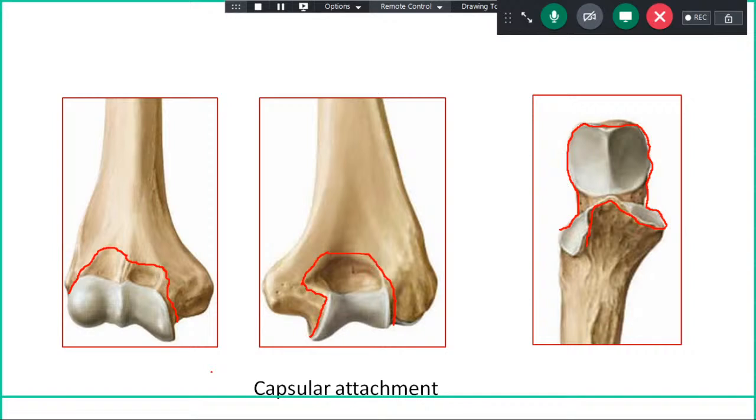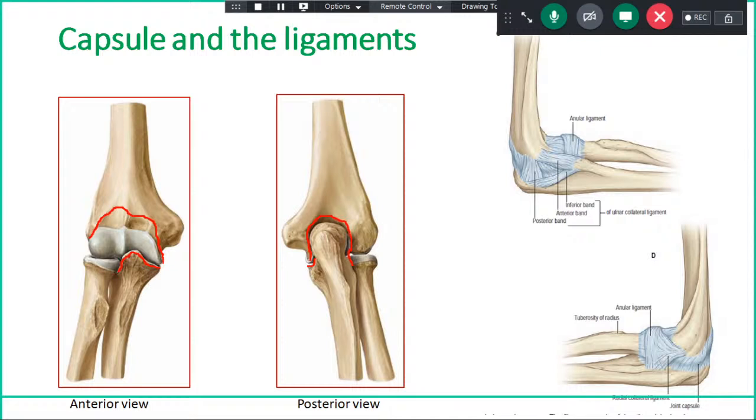Okay. So in this lecture, you should know about the joint: what is the type of joint, the classification, the attachment of the capsule, what are the ligaments which strengthen this capsule, and what are the important relations of this joint. Okay. Now I am going to show you the video.